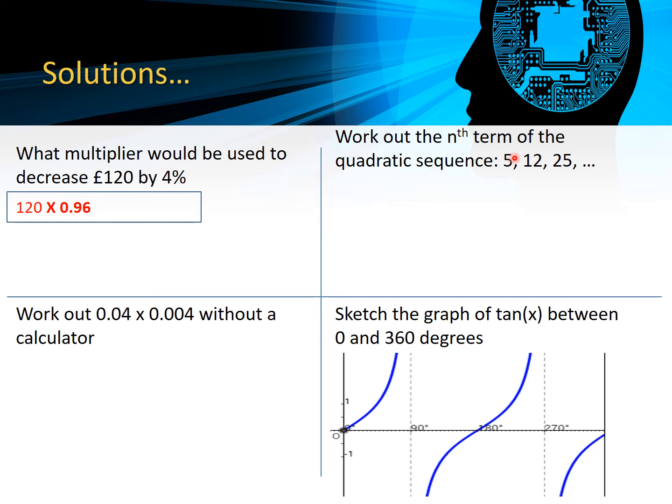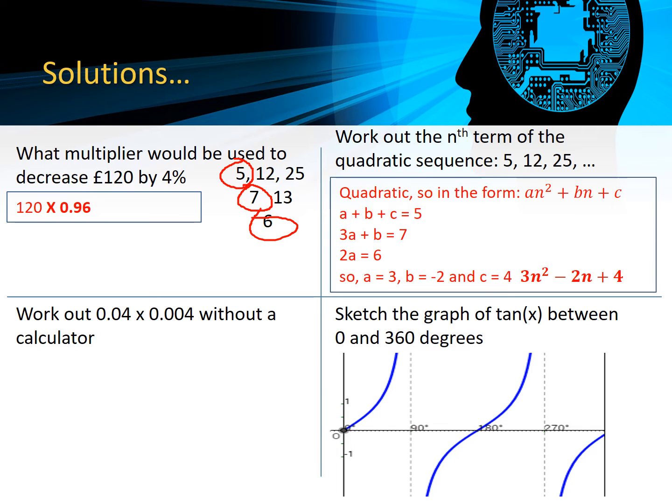Next one, in your quadratic nth term, the first step is to write down your numbers. So 5, 12, 25. Then you find the difference between them. So we've got 7 and 13, and then we find the difference between those. Next step, I would circle these numbers. So I would circle my 5, I'd circle my 7, and I'd circle my 6.